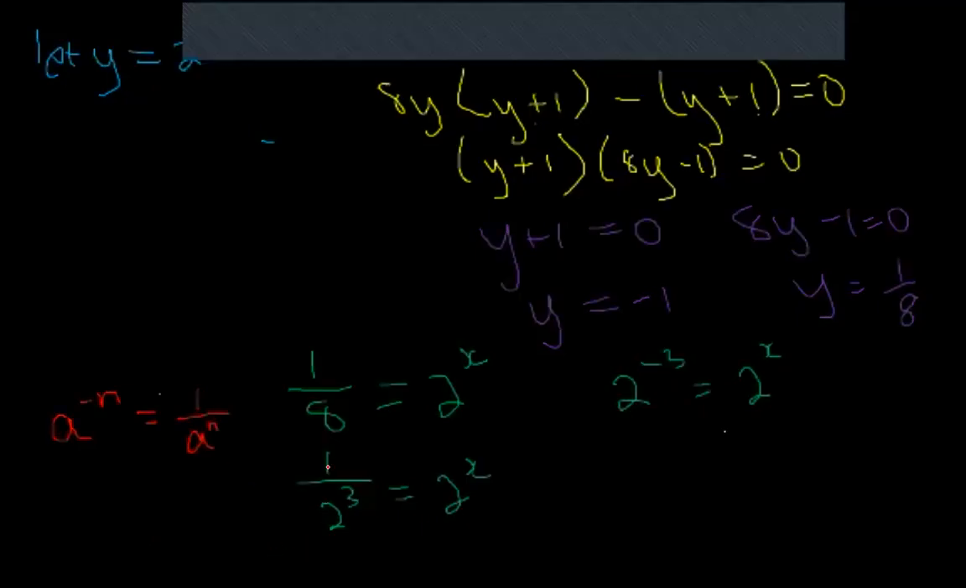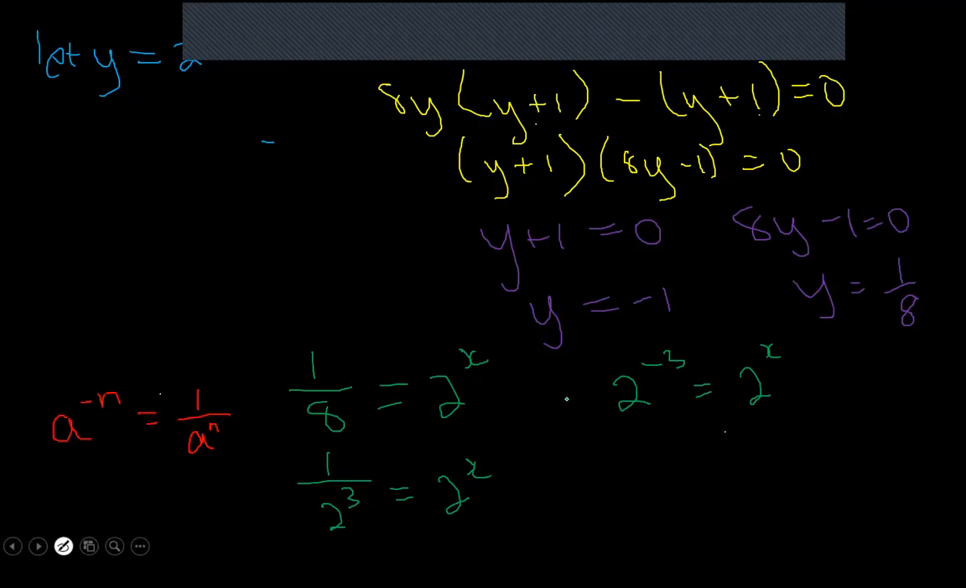So 1 on 2 to the power of 3 is the same as saying 2 to the power of minus 3. And that's how I got 2 to the power of minus 3 here. So 2 to the power of minus 3 is equal to 2 to the power of x. Now that we have the same bases, 2 on 2, I can equate my indices. Therefore, my value of x is going to be minus 3.